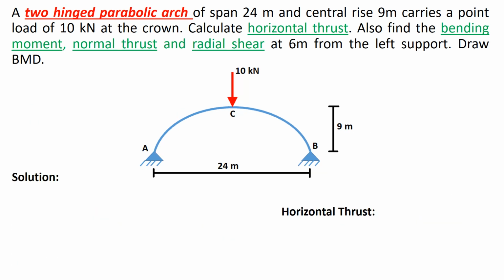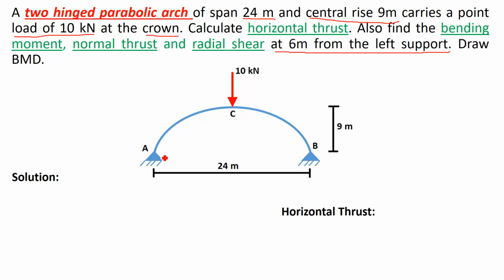So the statement of the numerical is: a two hinge parabolic arch of span 24 meter and central rise 9 meter carries a point load of 10 kilonewton at the crown. Calculate horizontal thrust. Also find out the bending moment, normal thrust and radial shear at 6 meter distance from the left support. And at the end, plot the bending moment diagram.